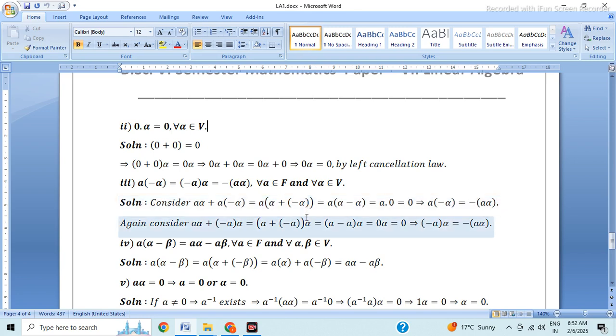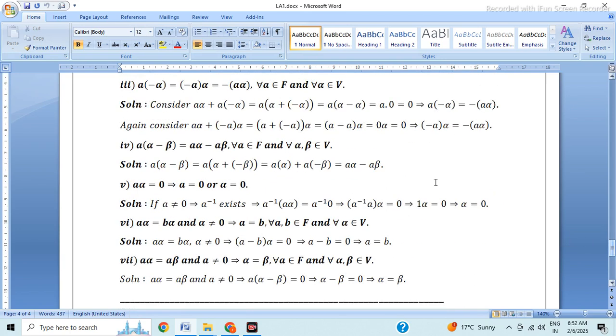Then to prove the fourth condition, what are we taking? A into alpha minus beta is A alpha minus A beta. How do we prove that one? We write A into alpha minus beta as A into alpha plus minus beta. Then we will expand that: A alpha plus A into minus beta. The next step, what can we write? A into minus beta is the same as minus A beta.